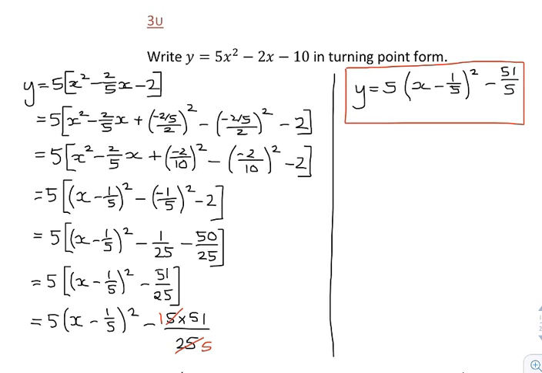So my end answer in turning point form is y equals 5 bracket x minus 1/5 close bracket squared minus 51 on 5.